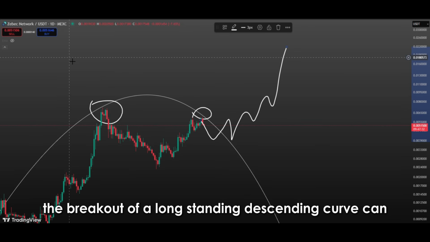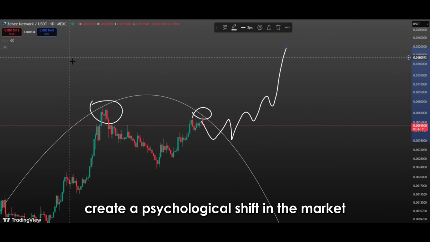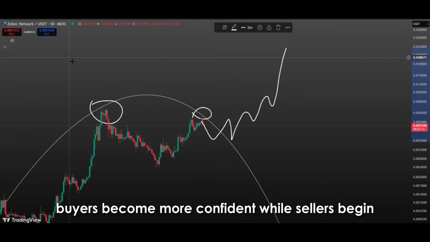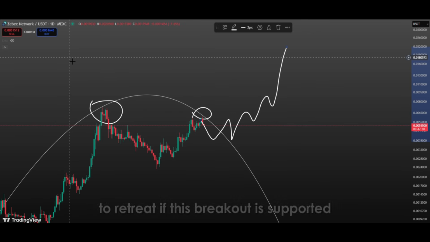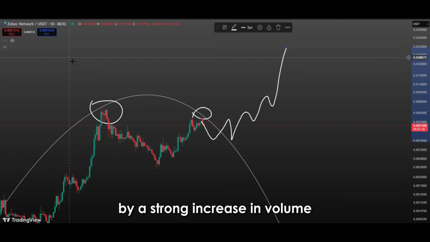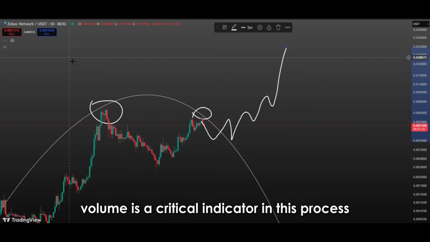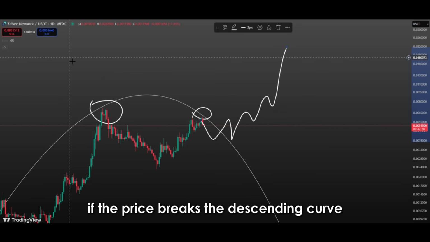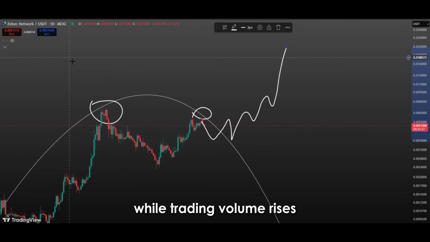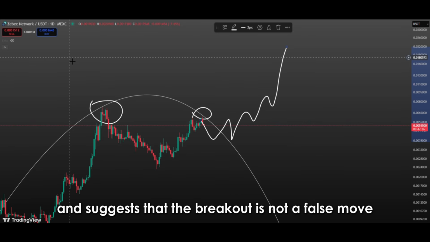The breakout of a long-standing descending curve can create a psychological shift in the market. Buyers become more confident while sellers begin to retreat. If this breakout is supported by a strong increase in volume, it is considered more reliable. Volume is a critical indicator in this process. If the price breaks the descending curve while trading volume rises, this shows strong buying interest and suggests that the breakout is not a false move.